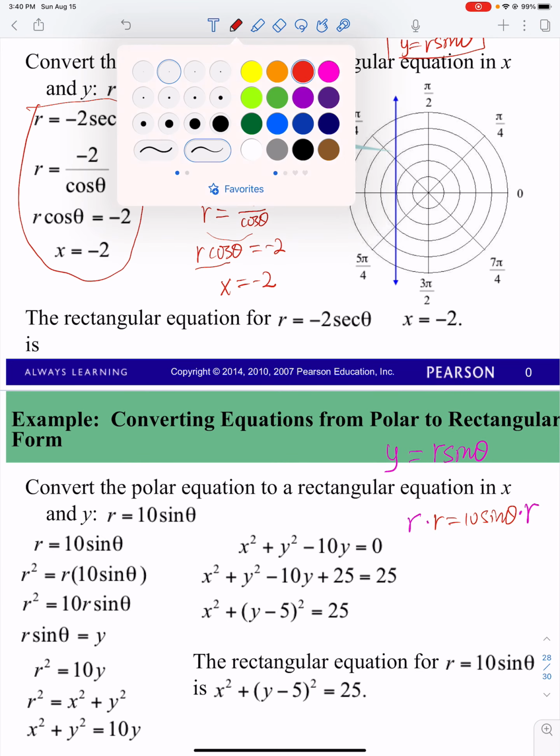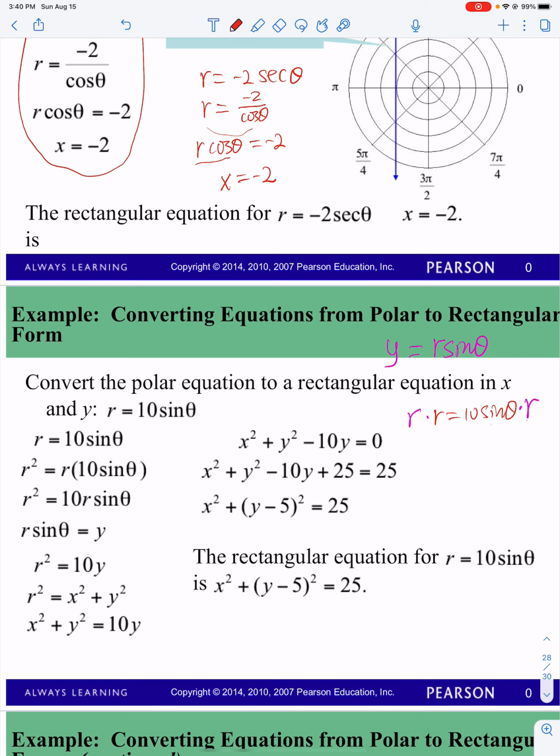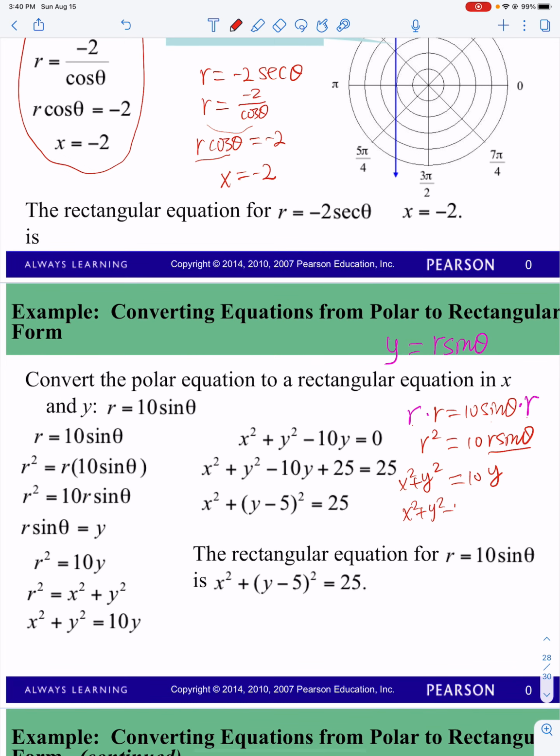Okay, so why do we want to do this? Because we wanted to make an r sine theta that will be y, yeah? So r times r is what? R squared is 10 r sine theta. This is your y, so this is 10y. And r squared happens to be what? X squared plus y squared, yeah? Okay, so what we have is x squared plus y squared minus 10y equal to what? 0. And then you can follow this thing to find, oh, this is actually a circle. Yeah, so this is actually a circle.